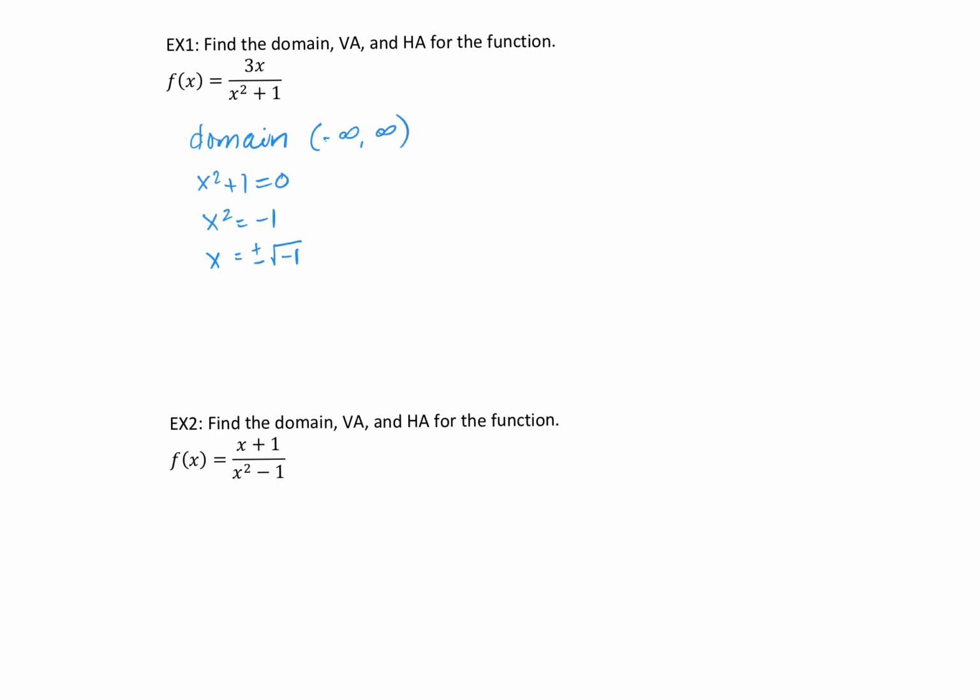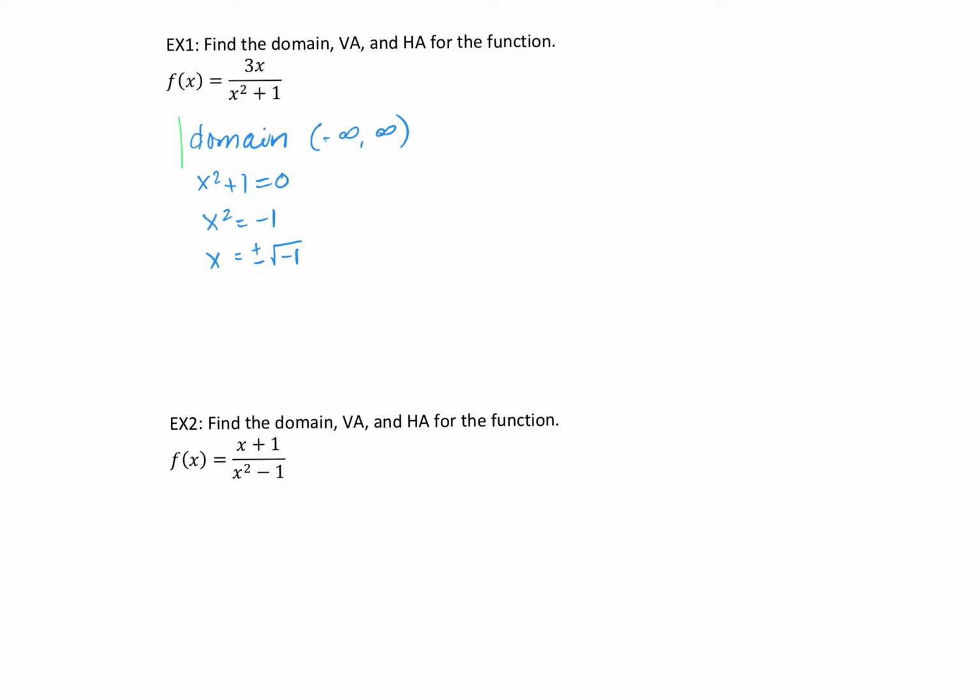And here what's really nice is once you have your domain, you know how many pieces to your graph you're going to find. In our previous example, the domain was in 3 pieces and my graph was in 3 pieces. Now here my domain is 1 interval, so I know my graph is going to be 1 piece. So we found the domain.